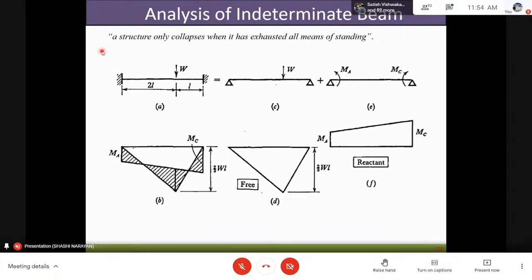There is a saying in structural analysis that a structure only collapses when it has exhausted all means of standing. If we take this into consideration, here we have three possible locations of the hinges. The first one is here, the second one is here, and the third one is over here. If one hinge has formed, the structure can still stay. If the second hinge has also formed, the structure will still stay. But once all three hinges are formed, it will collapse. One may think that we require the degree of indeterminacy plus one number of hinges to finally collapse the structure.